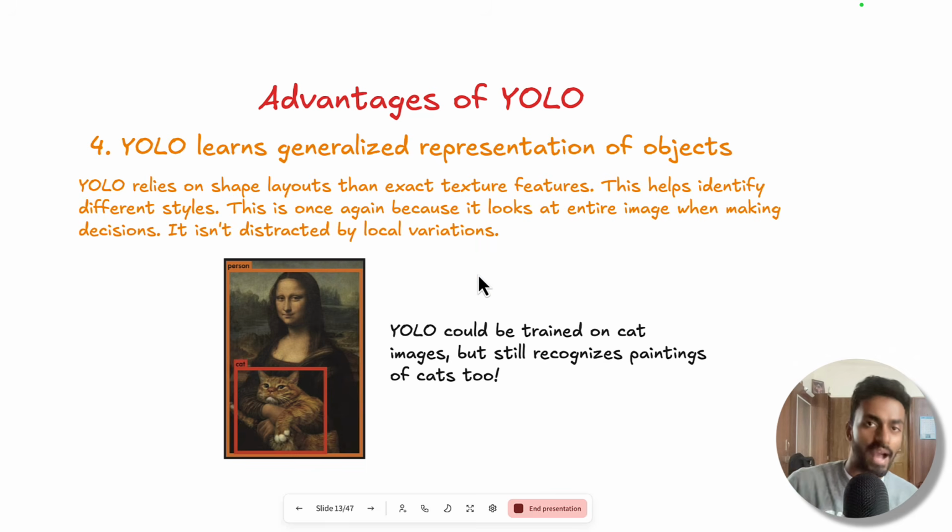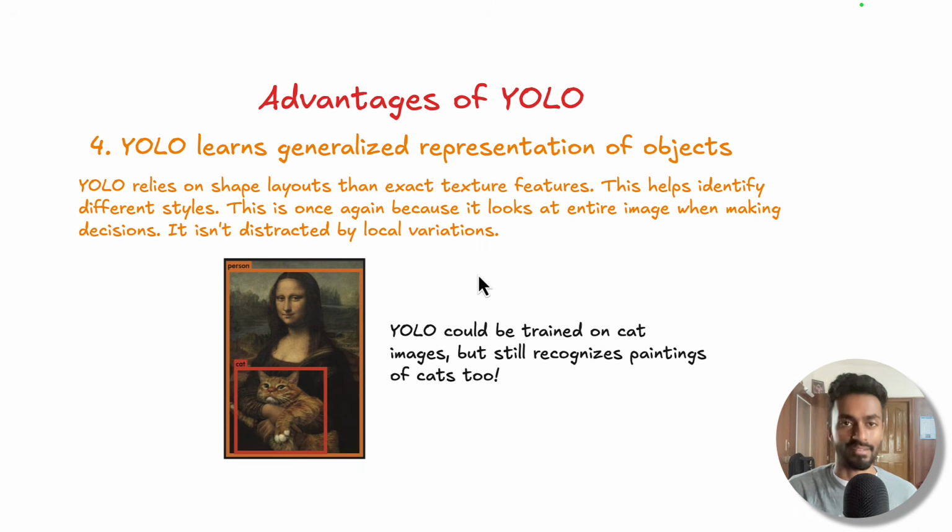Another aspect of this global context is a nice little advantage that it gives YOLO in that it learns generalized representations of objects. What this means is that YOLO relies on shapes instead of extracting exact texture features, and this helps identify different styles. This is once again because it looks at the entire image when making decisions, and so it isn't really distracted by local texture variations.